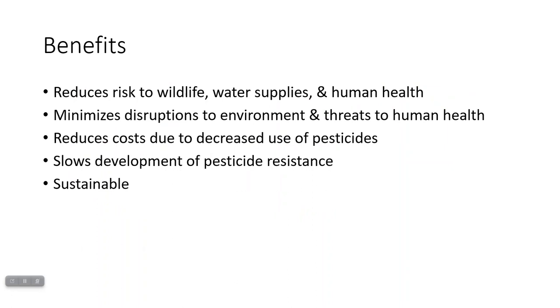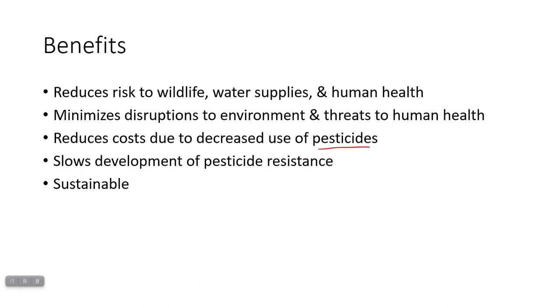However, it's much better for the environment. So the benefits: it reduces risk to wildlife. You're not accidentally poisoning other organisms, there are fewer pesticides in the water supply, and therefore less impact of pesticides on human health. And also, if you're using fewer pesticides, that saves money, because pesticides cost money, especially if you're farming and buying enough pesticides for an entire field. So when you use IPM, you can decrease the cost of your pesticide budget.